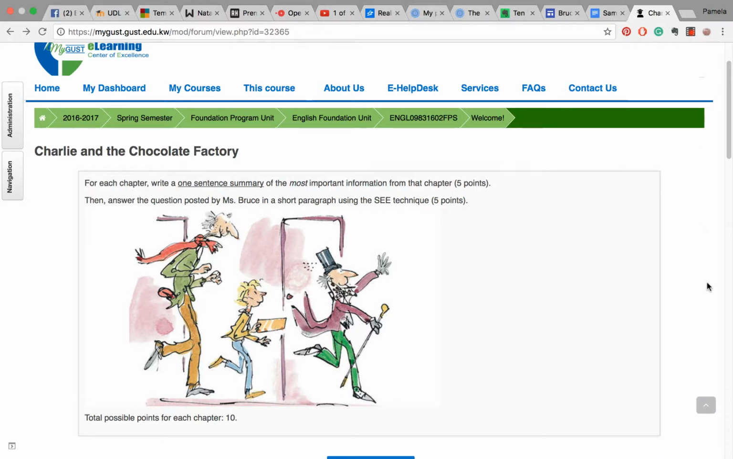So this will be an example of how the students in my English 098 class are coached through the writing process for a comparison contrast essay looking at the similarities and differences between a novel and the film adaptation of that novel. So if you can't tell by the picture, this is for Charlie and the Chocolate Factory by Roald Dahl, with of course the film adaptation directed by Tim Burton.